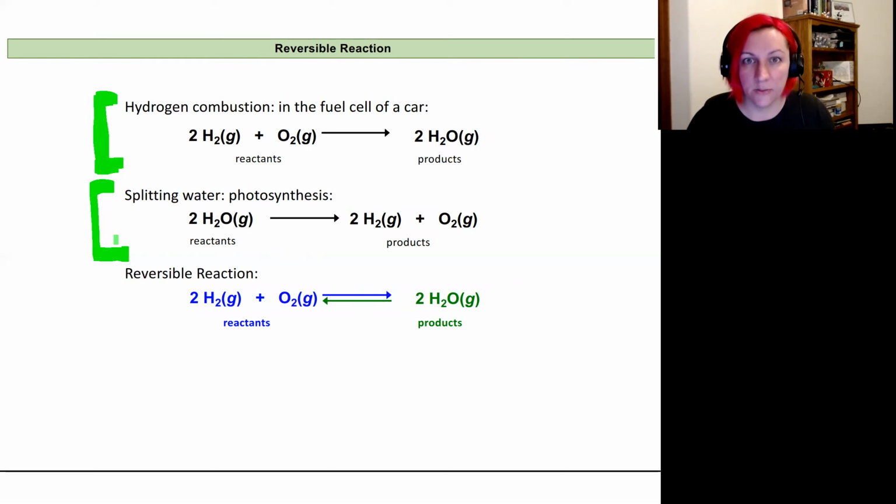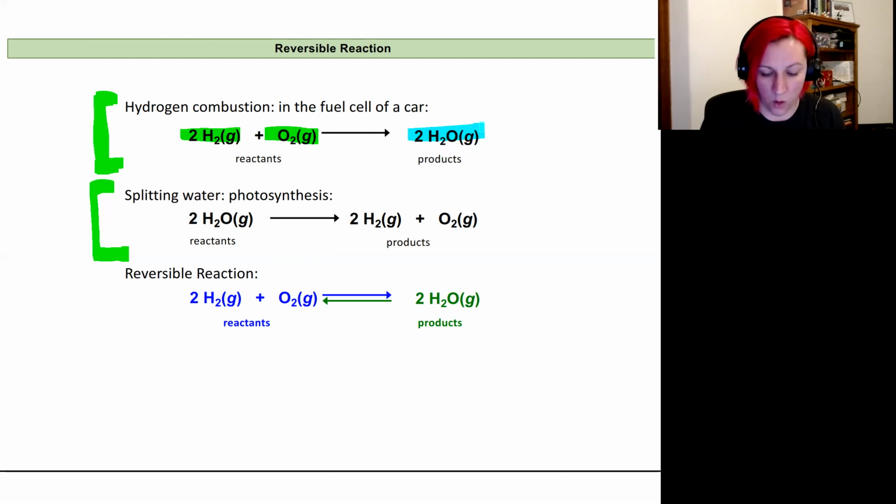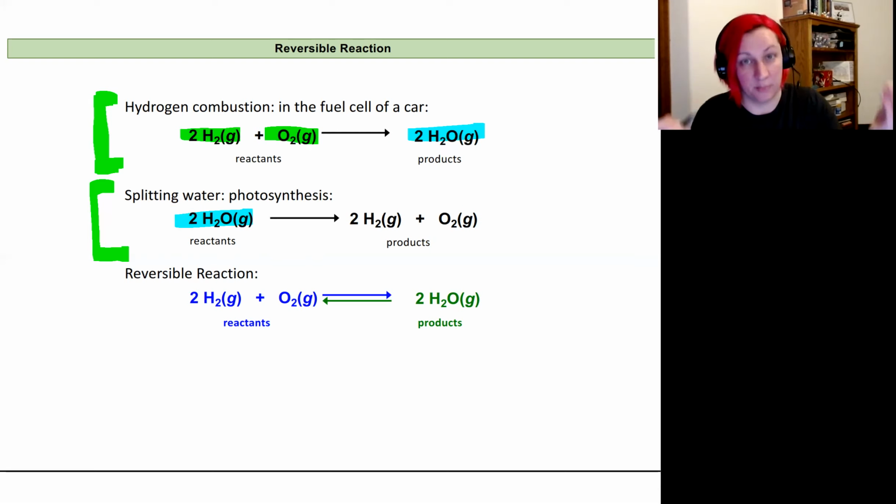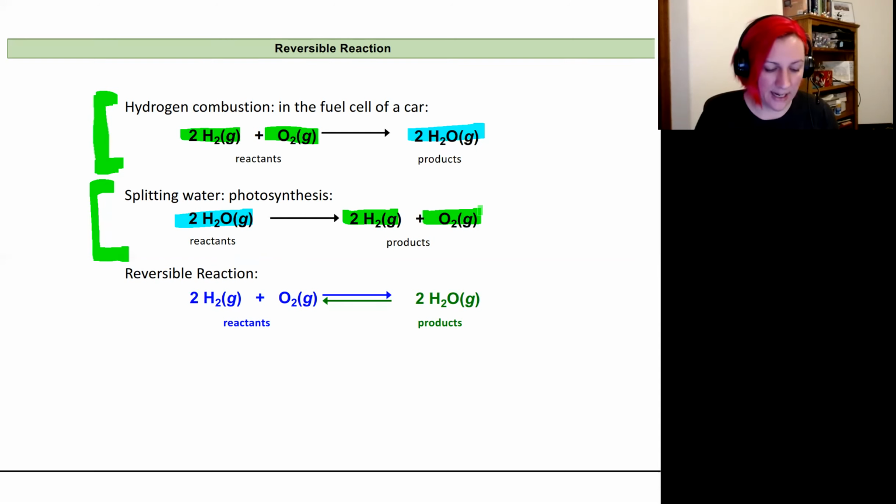Now look at these two reactions. They're the opposite of each other. My hydrogen and oxygen combine to form water in my combustion reaction, and my water splits apart and reacts and forms hydrogen and oxygen. And so the product of one reaction is the reactants of another reaction. And these will happen separately, but they also happen at the same time. And that is what a reversible reaction is.